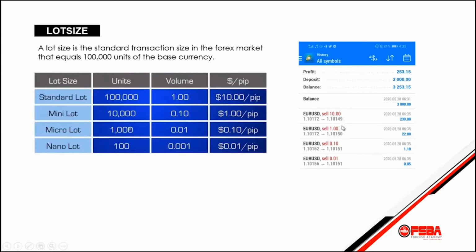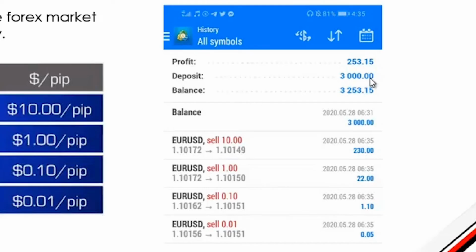So you can see in this picture, we have a deposit of $3,000, then we have a profit of $253. But looking at this Euro USD, we have a sale of 10 lot size, which gives us $230. Then we use one lot size here, which is a standard lot size. This one gives us 22. Then we use a mini lot size here, which is 0.1. This one gives us $1.1. Then we use micro lot size here, which gives us 0.05.